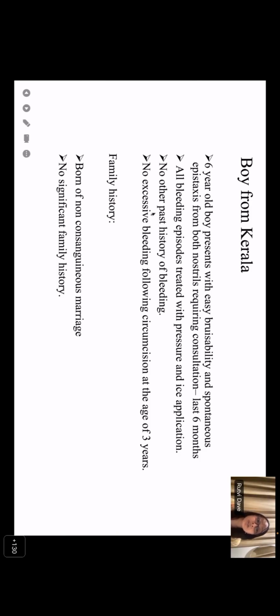The child has also undergone a surgery. He's undergone a circumcision at the age of 3 years, but there was no excessive bleeding during that surgery. Family history: he's born of non-consanguineous marriage, and there is no significant family history of bleeding.